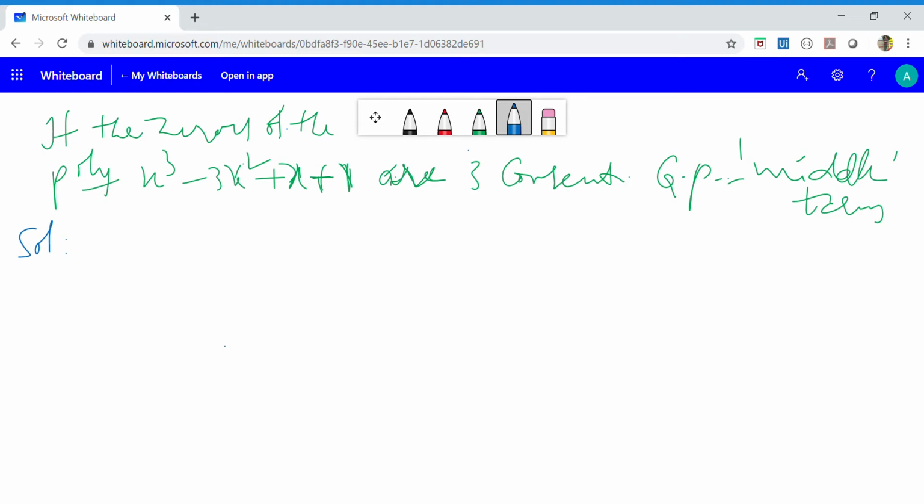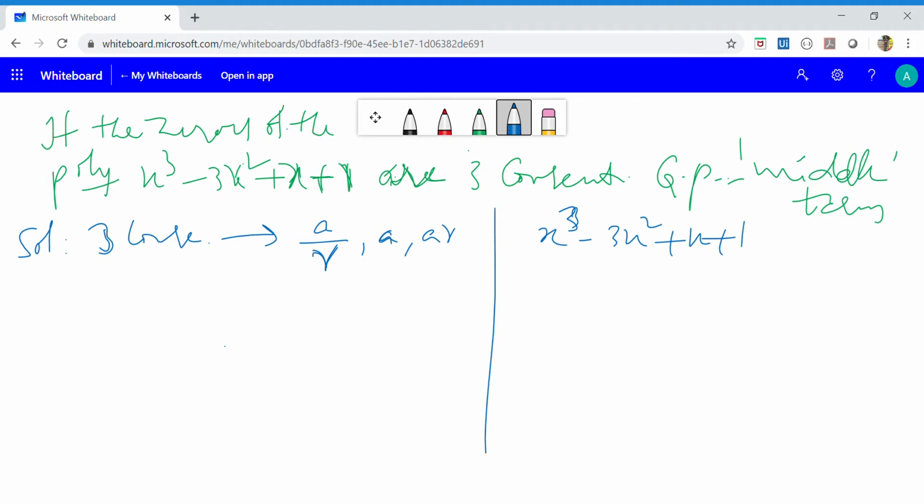So the three zeros of the given cubic polynomial are in GP. So for three consecutive terms of GP, what do you have to consider? No need to consider a, ar, ar square. Three consecutive terms means a by r, a, and ar you have to take. Then the given polynomial is x cube minus 3x square plus x plus 1.